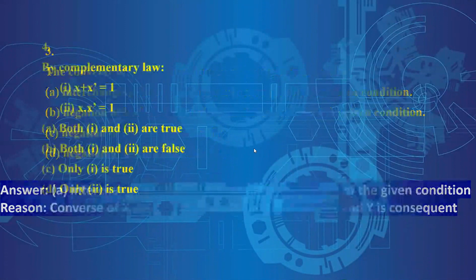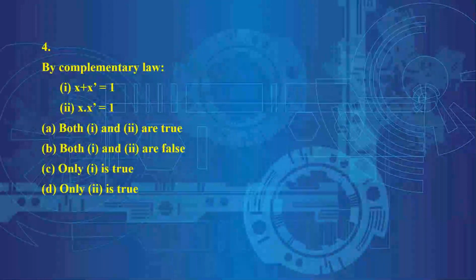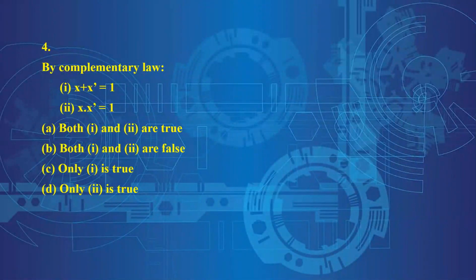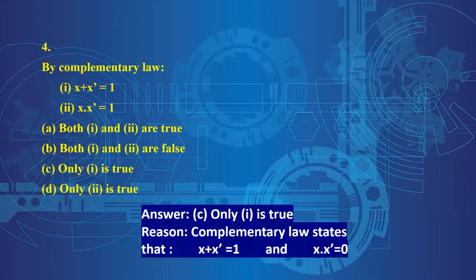Next question. By complementary law, 1: X plus X bar equals 1, 2: X dot X bar equals 1. Options are: both 1 and 2 are true, both 1 and 2 are false, only 1 is true, only 2 is true. The answer is only 1 is true. Complementary law states that X plus X bar is 1 and X dot X bar is 0.